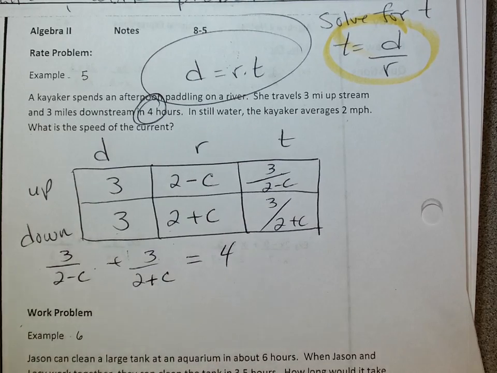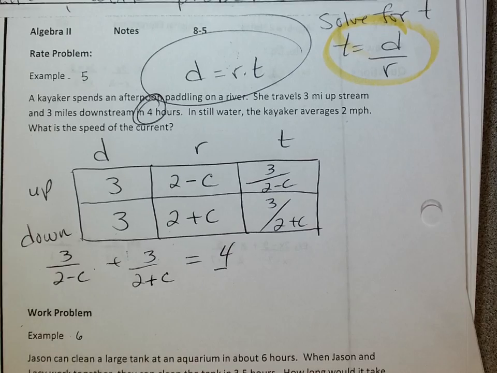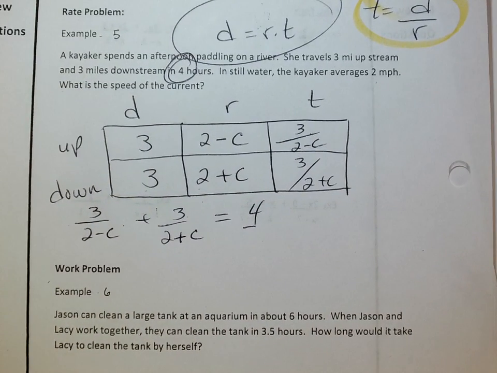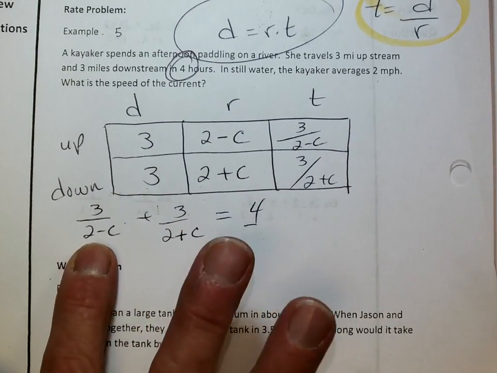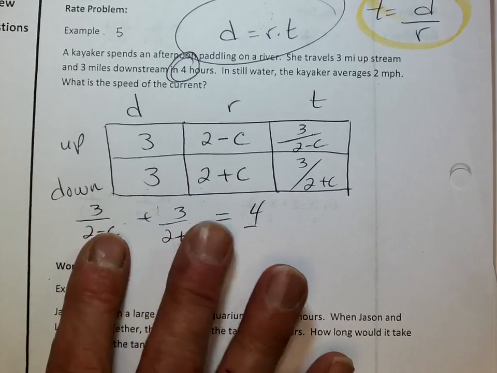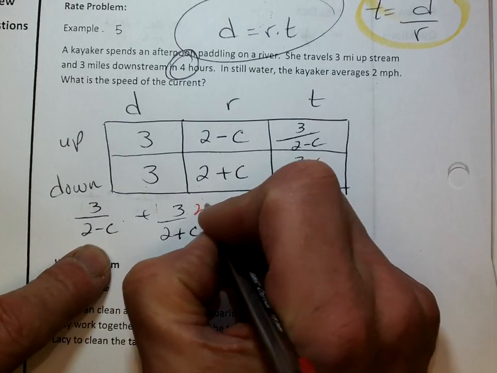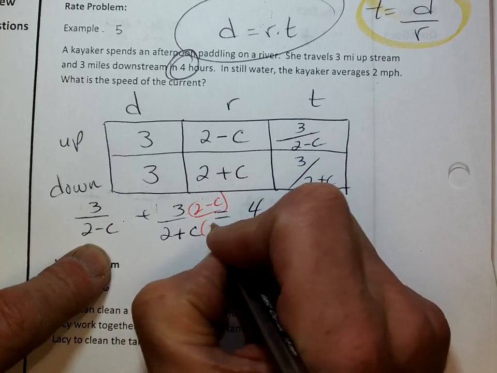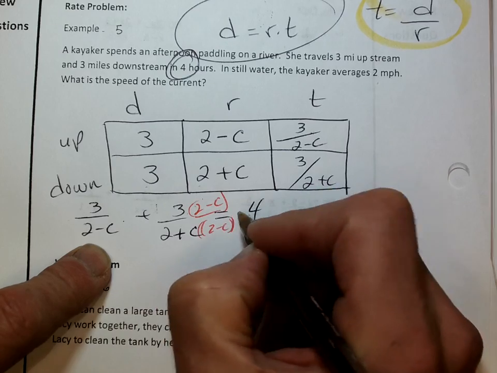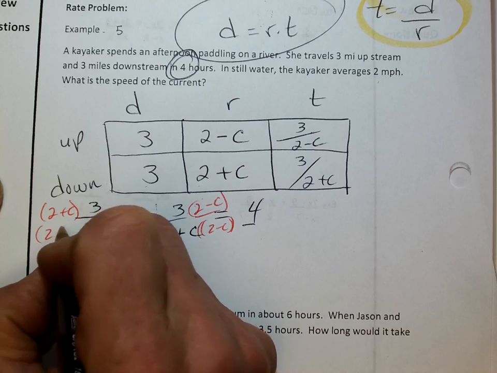All right, now I got to solve for this darn thing, right? How about a common denominator? Remember how we did the common denominator? What does this fraction have that this one needs? And vice versa, what does this fraction have that this one needs? Well, this fraction's got a 2 minus c, so I'm going to give it a 2 minus c over a 2 minus c. And this fraction needs a 2 plus c over a 2 plus c, okay?